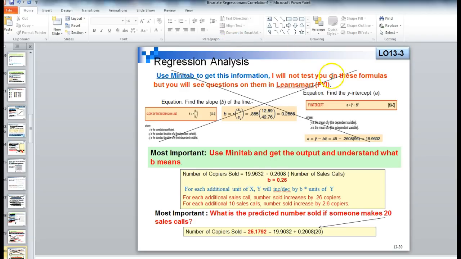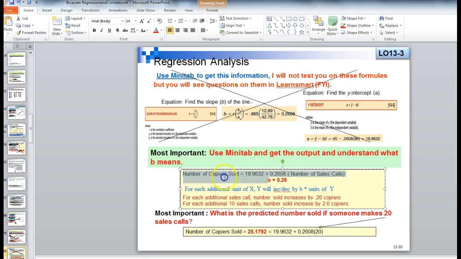Here's a bunch of equations. I am not going to test you very much on equations. I just don't think that they're horribly interesting or useful. Statisticians need to know them, but we need to know how to interpret them. All right. Again, most important, what does B mean?